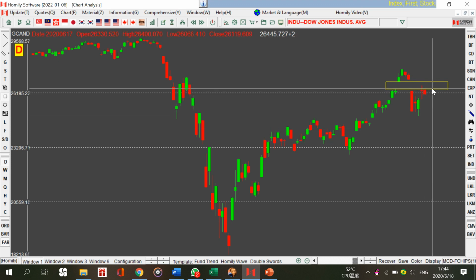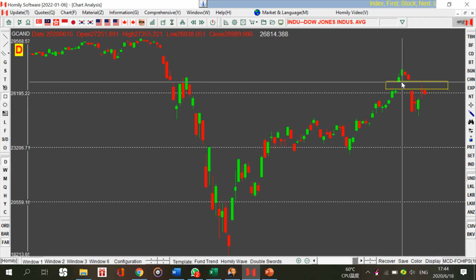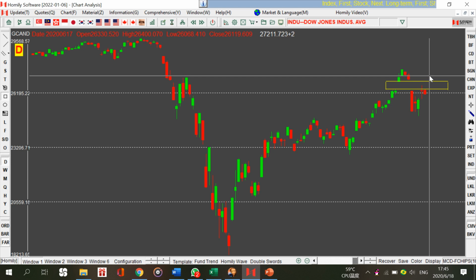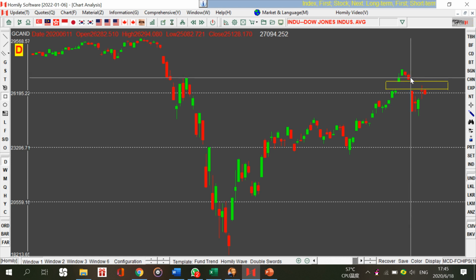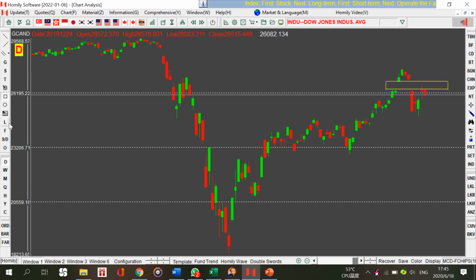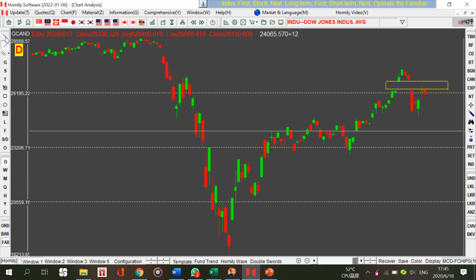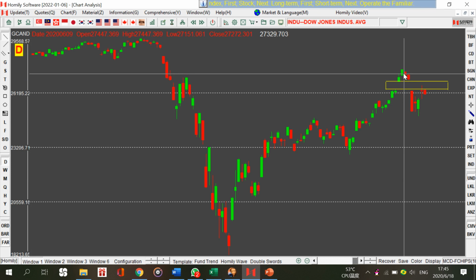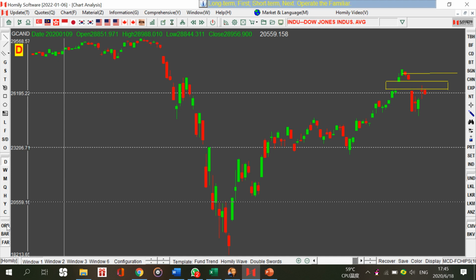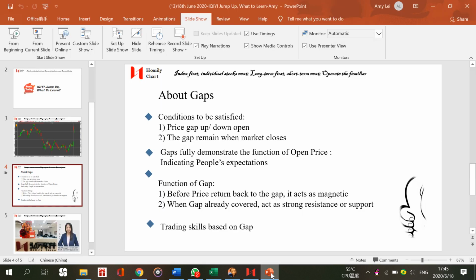But if the price can break up the resistance level here and maybe go higher than the high price of the candle previous to the gap, it means that in future the price would continue going up, with stronger upward momentum. Okay, so that's the information we can get from gaps.